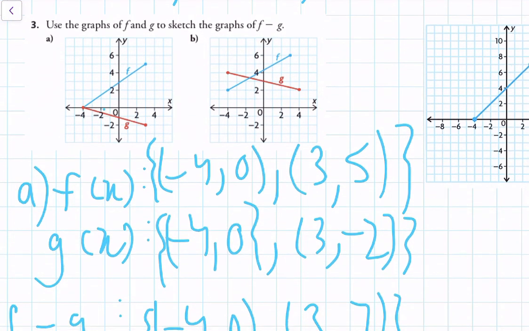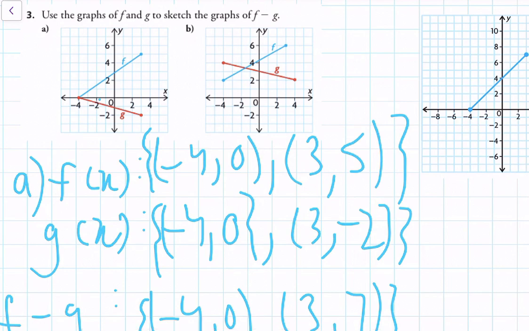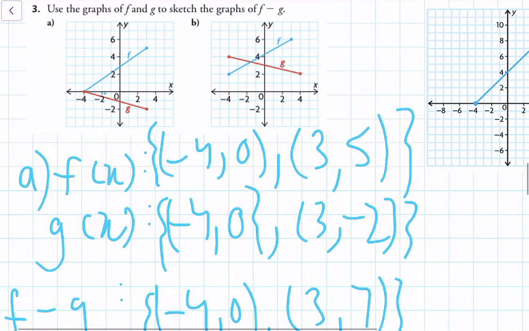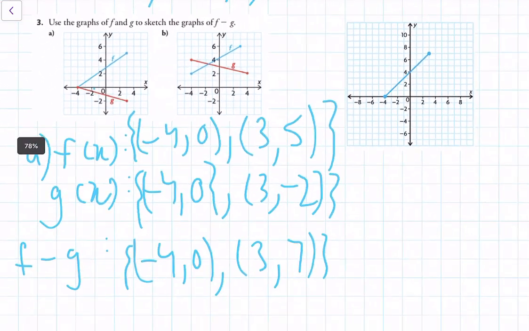Okay, then question 3, use the graphs of f and g to sketch the graph of f minus g. So in f of x, again, we're going to write out our main points. So we have negative 4, 0, and we have 3, 5. And then for g of x, same thing, negative 4, 0, and 3, negative 2. And once we do that, we're going to subtract the points. And again, the x values remain the same, the y values being subtracted. So here we have 5 minus negative 2, 7. And that's how we draw our new graph.